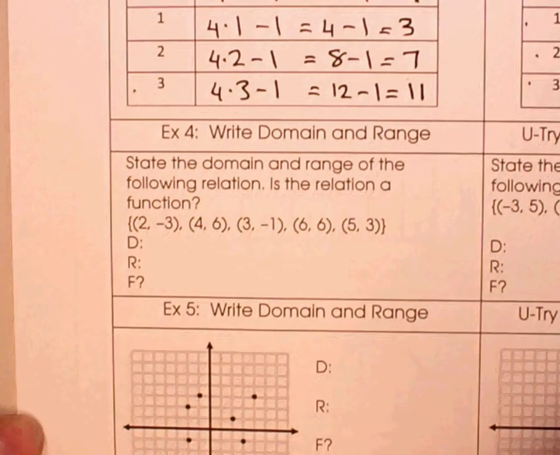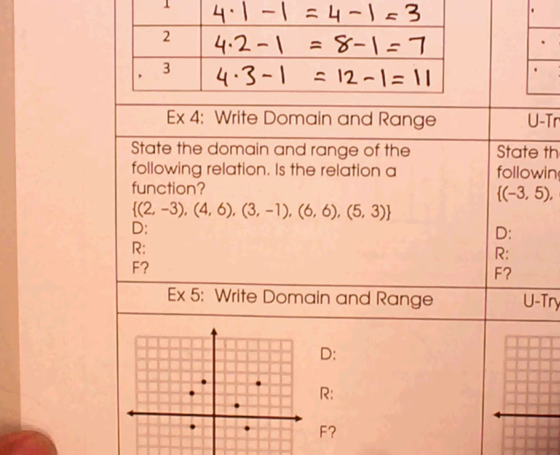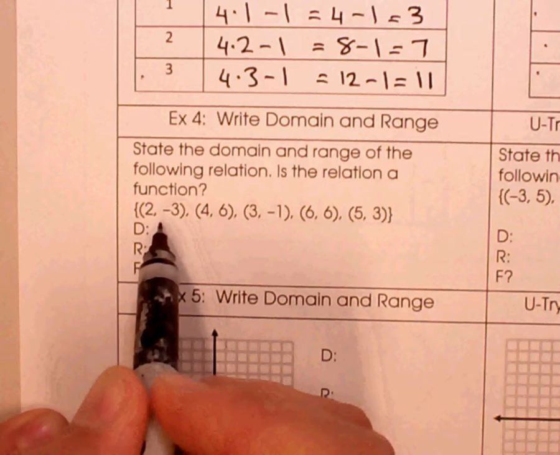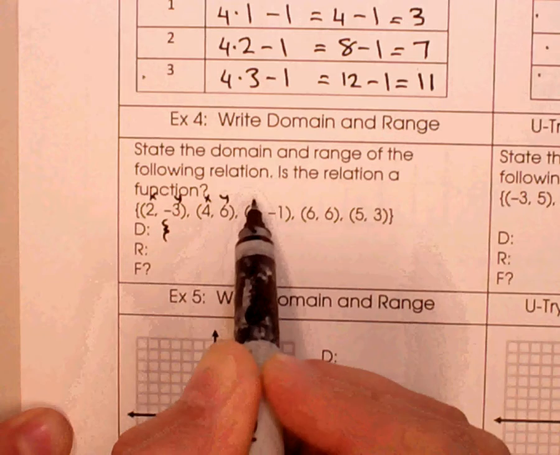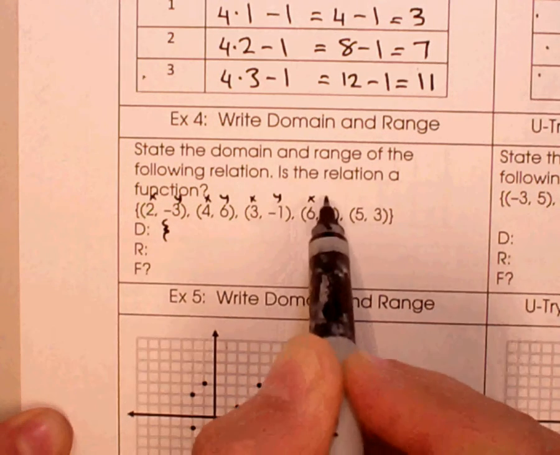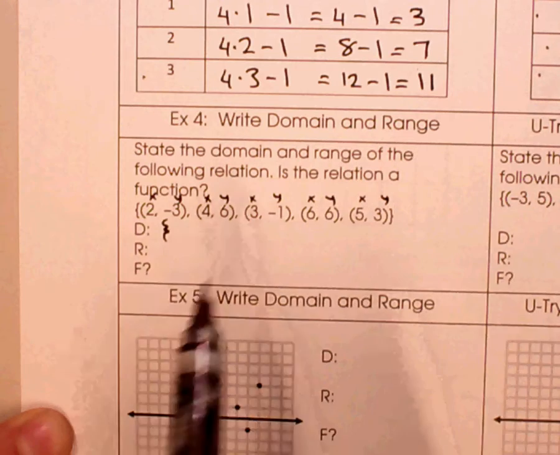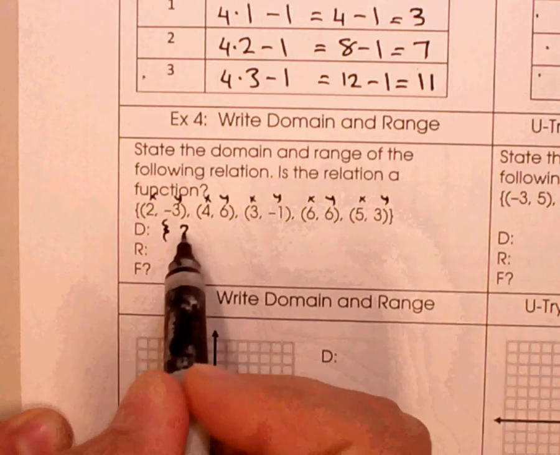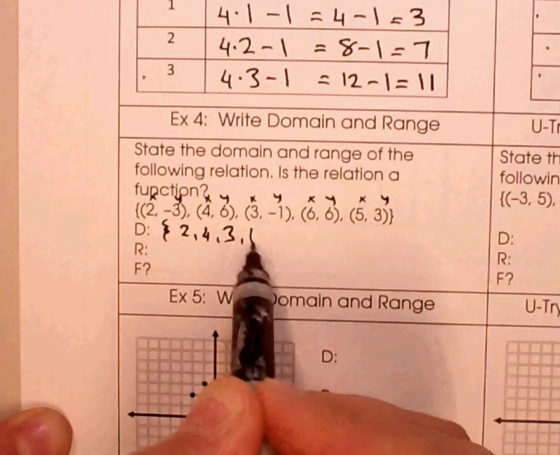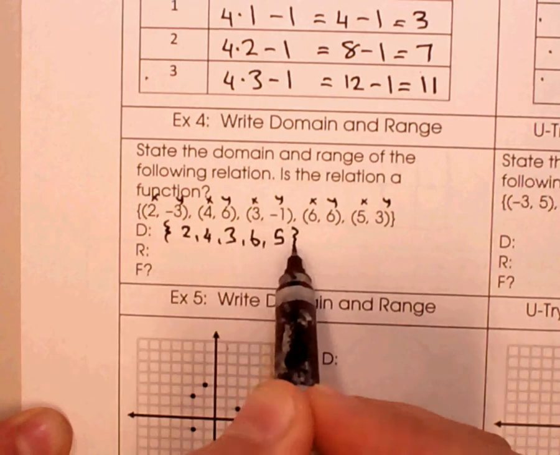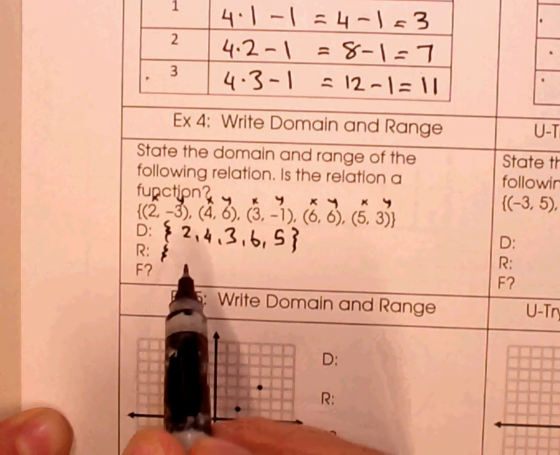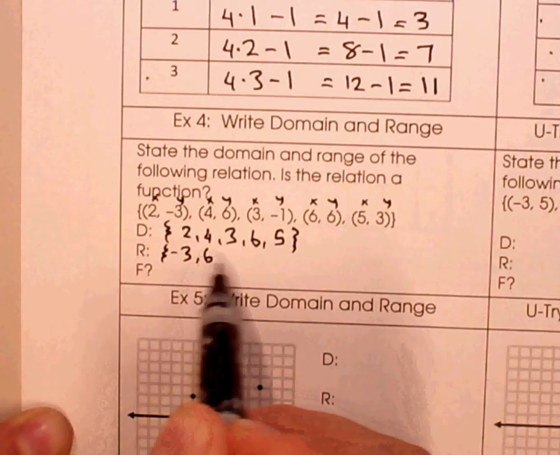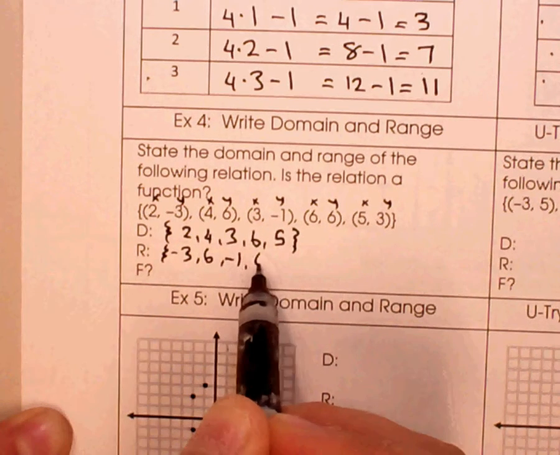We have to state the domain and range of the following relation, and we're going to determine whether this is a function or not. To determine our domain, we will take every x value and make a list of that. These are ordered pairs. Each ordered pair has x and y value, and our x values are 2, 4, 3, 6, and 5. Our range is a collection of y values: -3, 6, -1, 6 again, and 3.